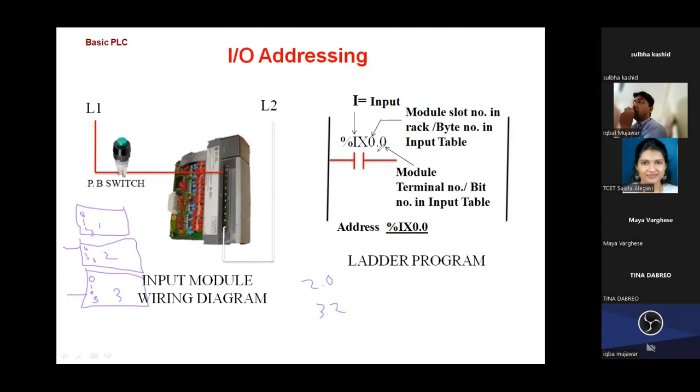Ultimately the initial part is the same: percent IX 2.0, percent IX 3.2. These are the addresses by which the PLC will understand from which terminal it is receiving the input. Whether I receive from this terminal or this terminal, where exactly, I will identify from the addresses. And that is a very important part as far as ladder coding is concerned. Okay, this is all about input addressing.